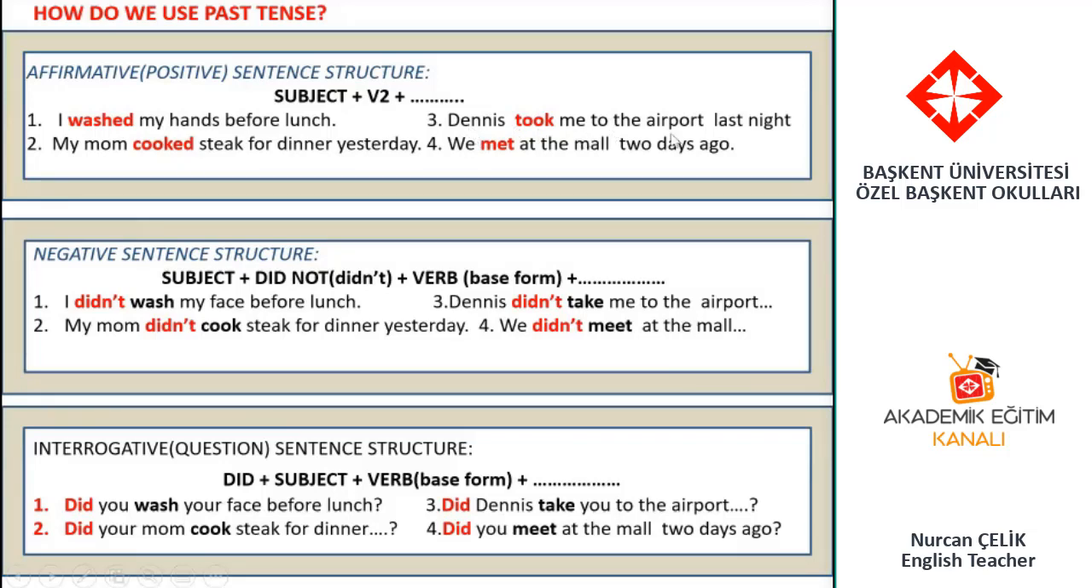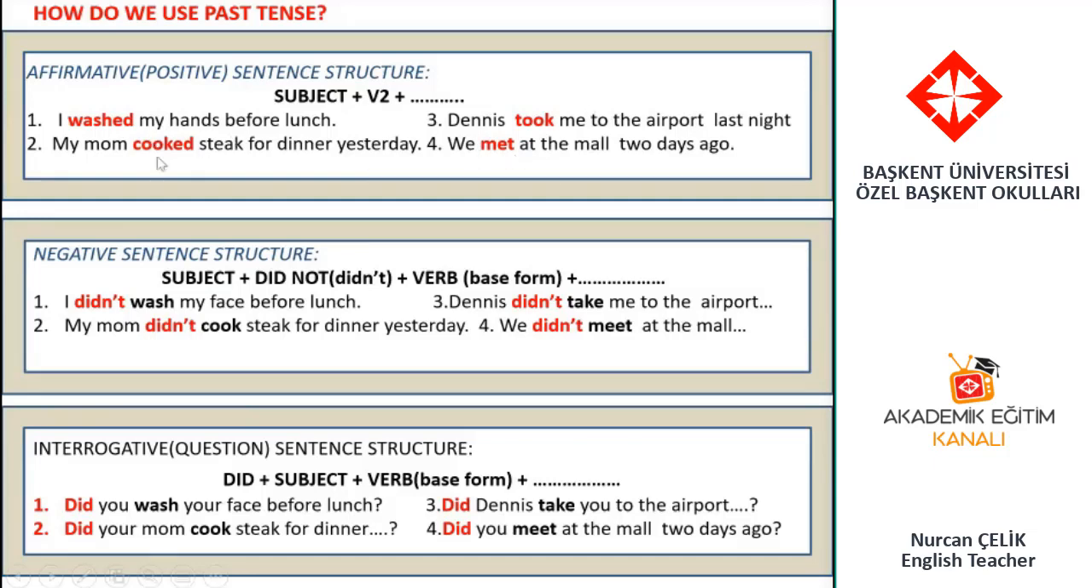Dennis took me to the airport last night. Also, we are talking about an activity which was last night. Take is irregular and it changes as took. We met at the mall 2 days ago. Also, we are talking about an action we did 2 days ago. What did we do? We met. Meet changes as met. It's an irregular verb.